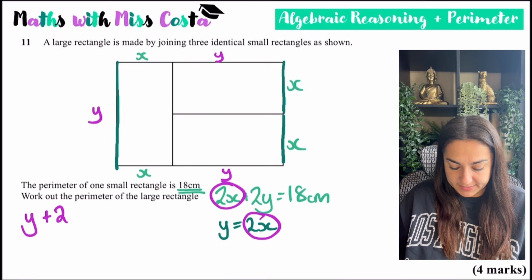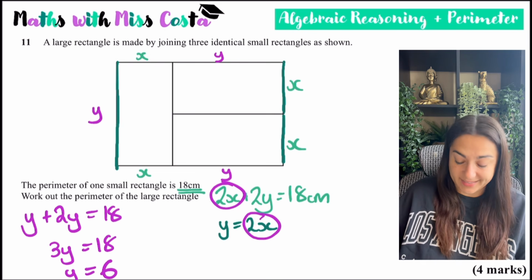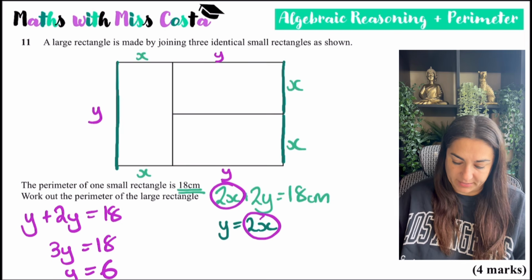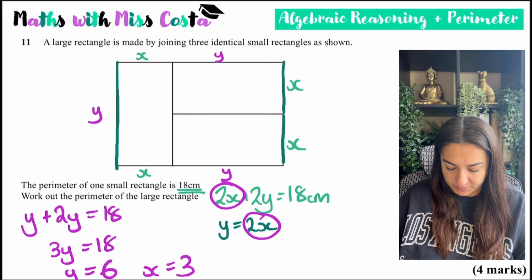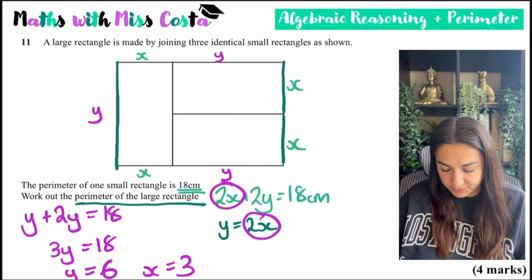So y plus 2y is 18. Therefore 3y is 18. Therefore y must be 6. And if y is 6, x must be half of that, so x would be 3. Now you need to work out the perimeter of the large rectangle.